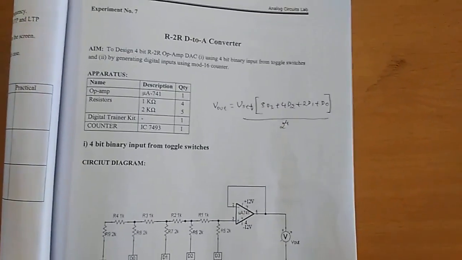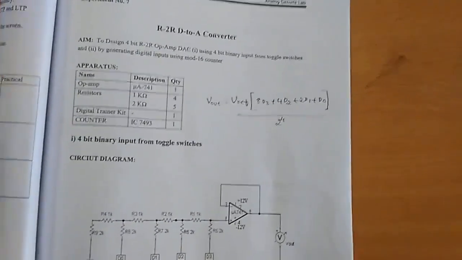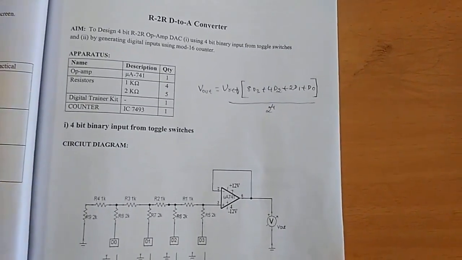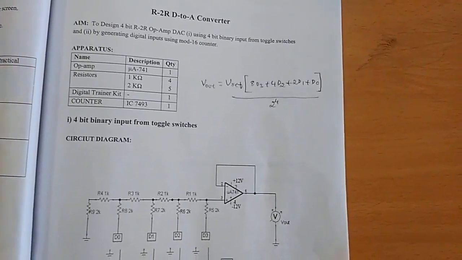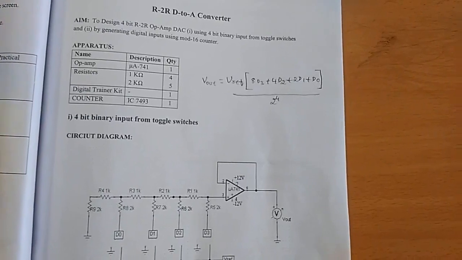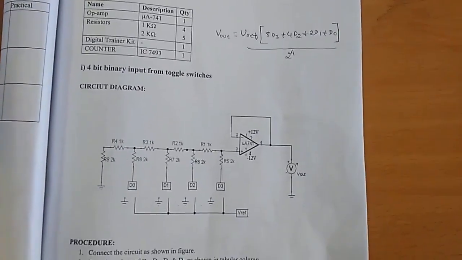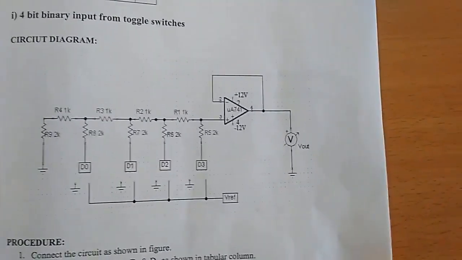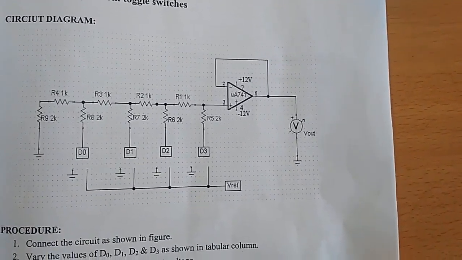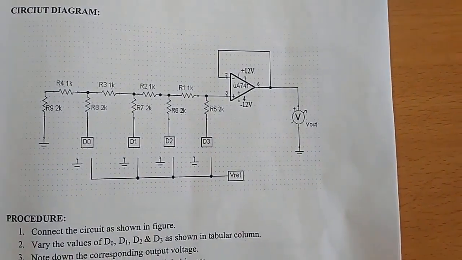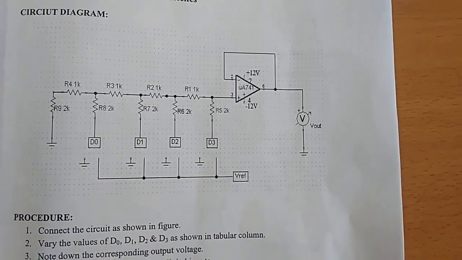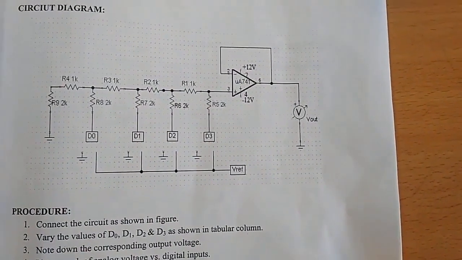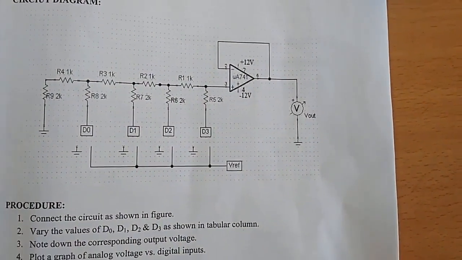Hello everyone. In this video I'm going to explain a circuit called R-2R digital to analog converter. Here R and 2R mean the values of the resistors. R is a resistor, 2R is twice the value of the resistor. This is the diagram for the R-2R DAC where I'm using 1K resistors and 2K resistors. 1K resistors are used in the series R and 2K resistors are used in the parallel R. And D3, D2, D1, D0 are the switches through which I'm going to apply a digital input.